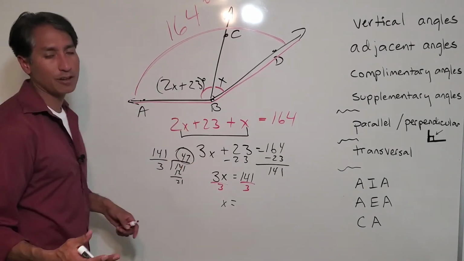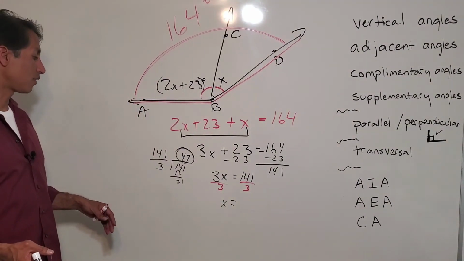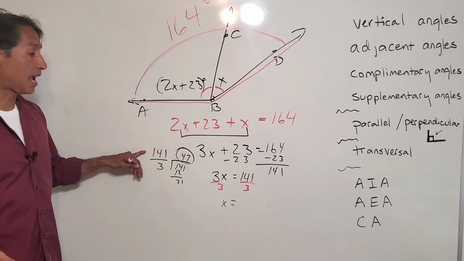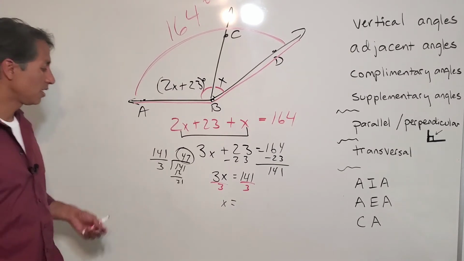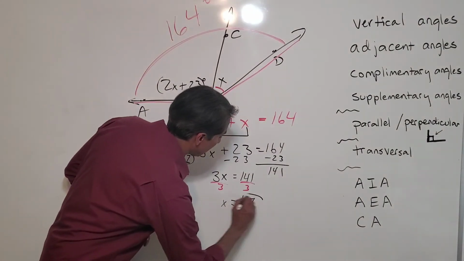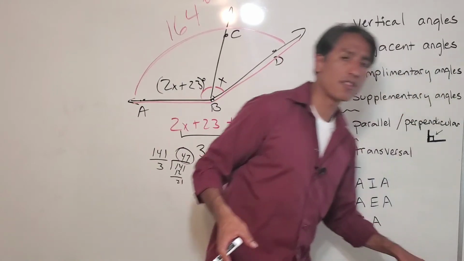Okay, now again, you should have a calculator. I'm hoping you do. I did it long, just long division. But we read our fractions down. 141 divided by 3 equals, and we get 47. Okay, now let me just double check. Looks like we're on the right path.